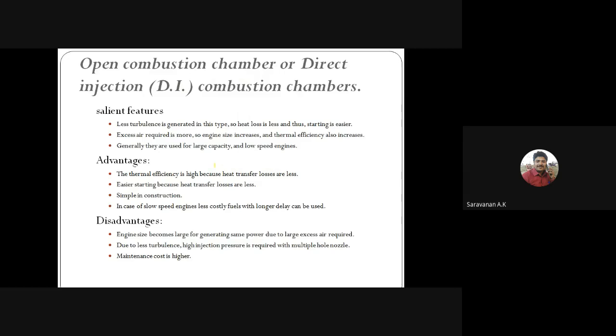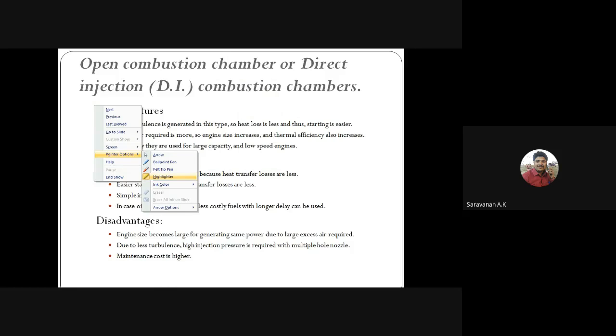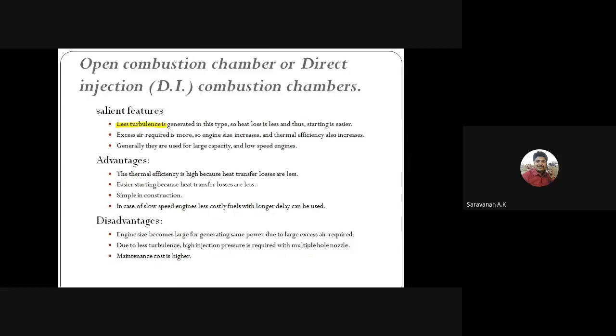So for the salient features, less turbulence is generated in this type, right? That is the important one. If there is less turbulence, the heat loss will be less. If the turbulence is more, the heat loss will be more. So here less turbulence will be generated, and due to that, the heat loss is also less, right?